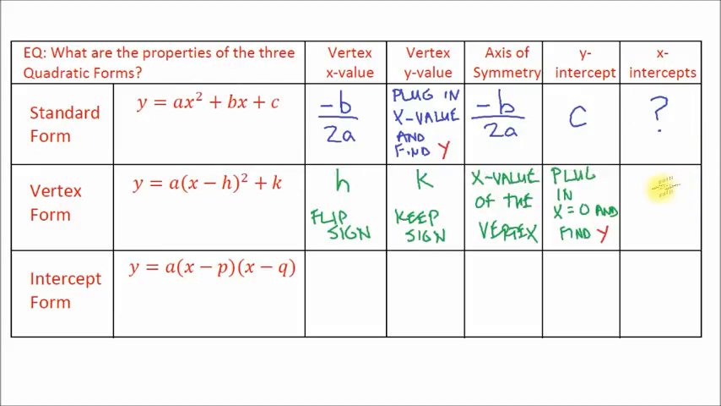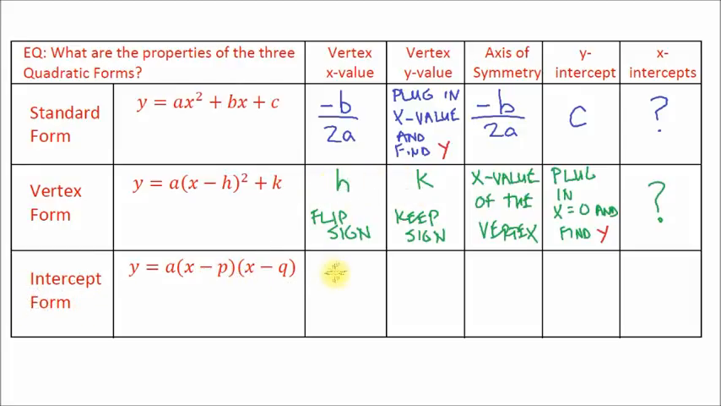How do we find the x-intercepts? Again, I'm going to put a question mark there. Not really sure how to do it at this point. Okay, last one, intercept form. We'll be covering that a little bit later on, probably in the next unit. Intercept form looks a little bit different than vertex and standard form. If you look at the name, it implies that we can find the x-intercepts really easily. Vertex form, you can find the vertex really easily.